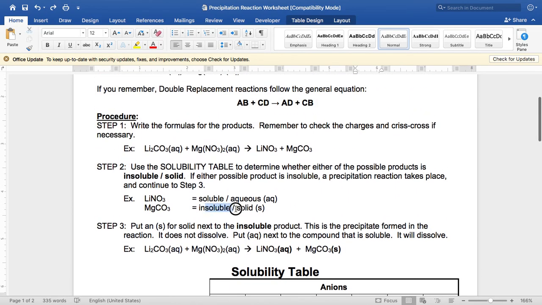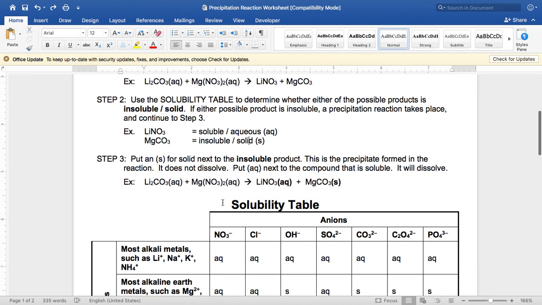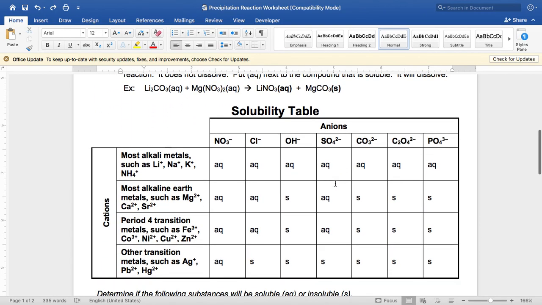So we say that is insoluble. Okay, that is going to be our solid. So what we're going to do is put our S for solid next to the insoluble product. This is what is known as the precipitate. Okay, the solid formed is called a precipitate. It does not dissolve. And then we'll put AQ next to the compound that is soluble, and it will dissolve. So lithium nitrate was aqueous, and magnesium carbonate was solid, and we decided that because of our solubility table.